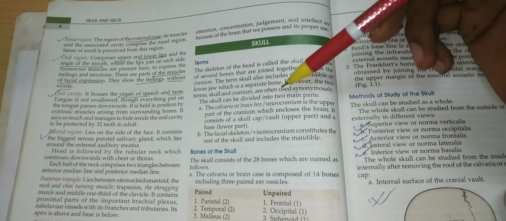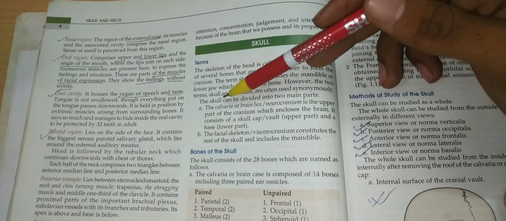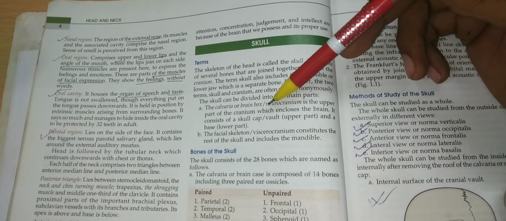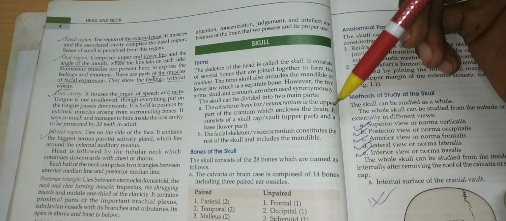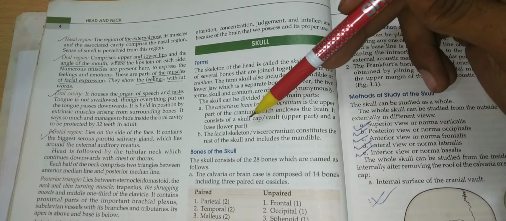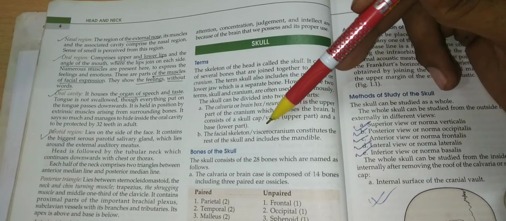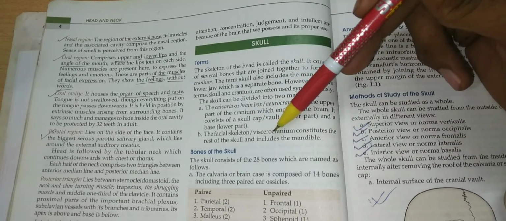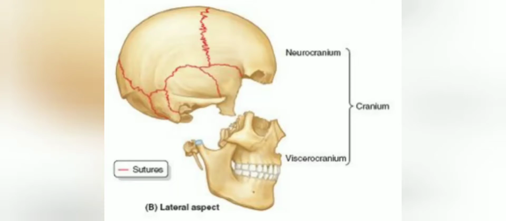The skull can be divided into two main parts. The calvaria or the brain box, or the neurocranium, is the upper part of the cranium which encloses the brain. It consists of the skull cap or the vault and a base. The second part is the facial skeleton or the viscerocranium, which constitutes the rest of the skull and includes the mandible. From this diagram you can clearly identify that the skull comprises two parts, the neurocranium and the viscerocranium. The upper one is the neurocranium and the lower one is the viscerocranium.